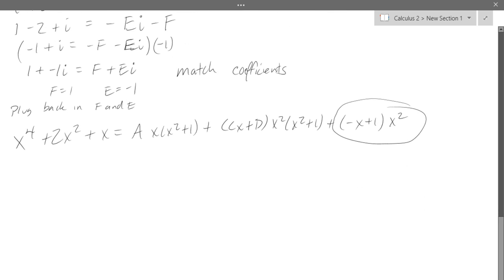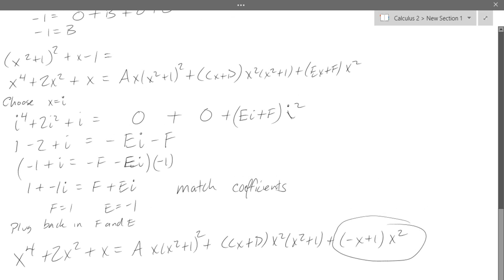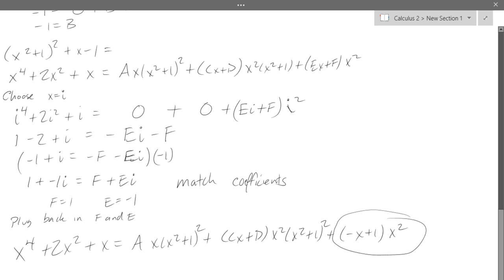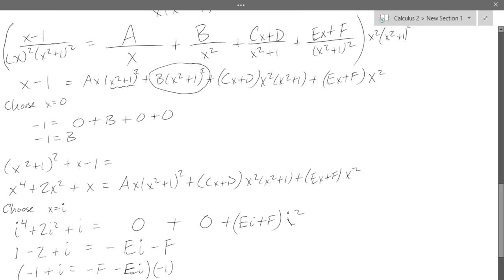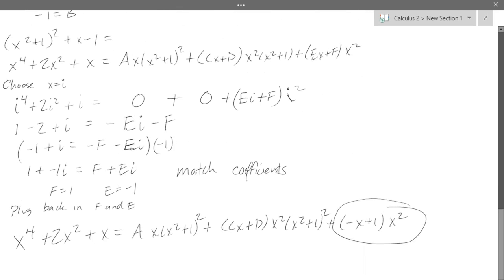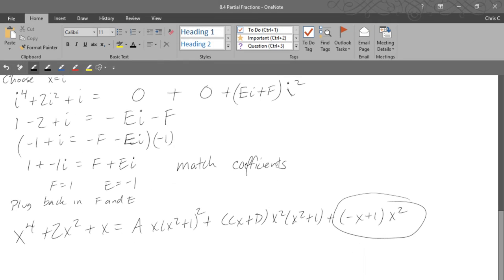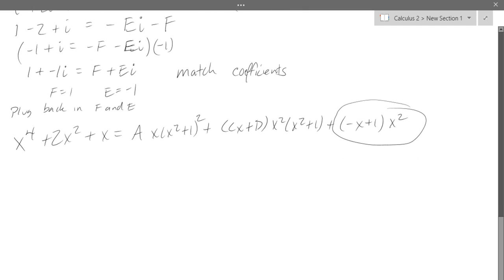So your Ax(x squared plus 1). That should definitely be squared, and then it should be squared here too, which should have, oh man, no, Cx plus D does not get the square on it. All right, so that should fix it. So we got minus x cubed plus x squared.